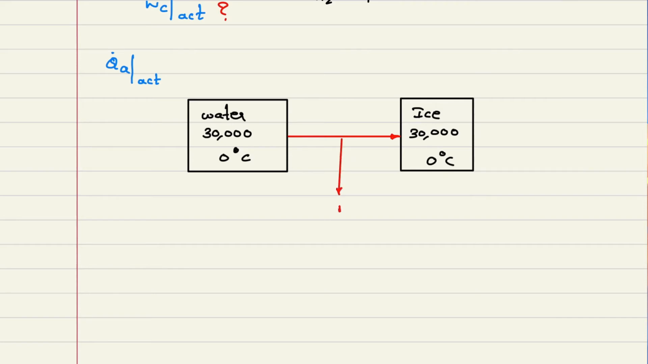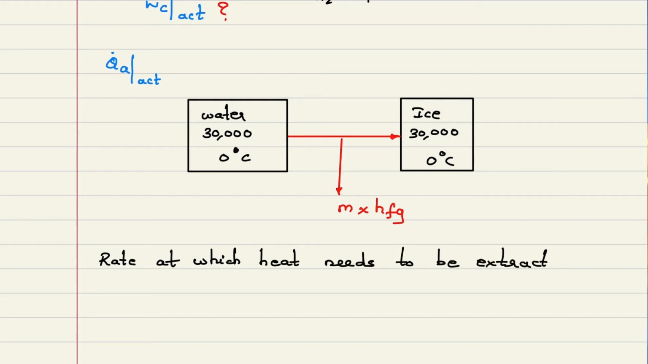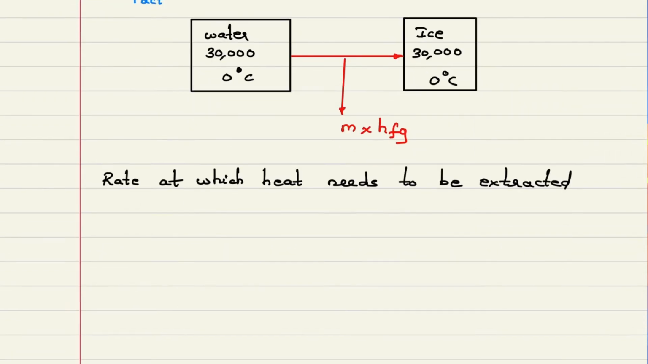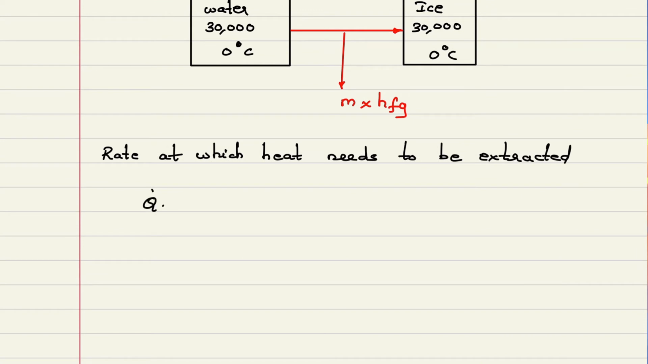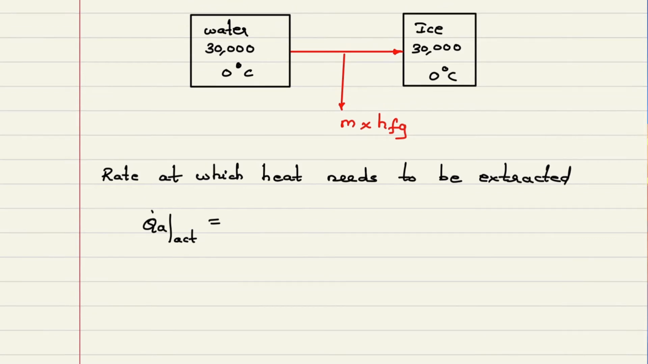It will be mass into hfg. What is this hfg? I told you, you have to remember this value. For ice, this hfg is 335 kilojoule per kg. So from here we can calculate the rate at which heat needs to be extracted. This will be Q dot A actual, which is equal to, now understand this part.